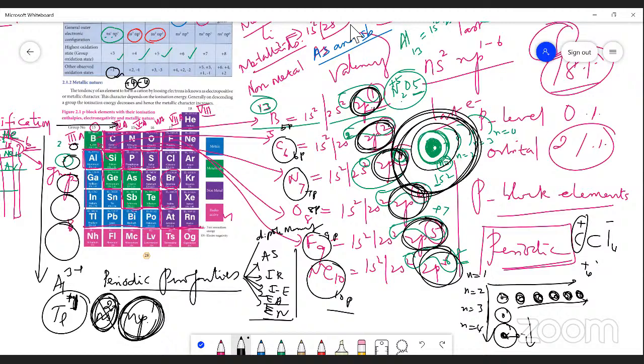The point you should understand here is that carbon can produce a 4 plus oxidation state in all cases. The carbon can exhibit 4 minus oxidation state also.